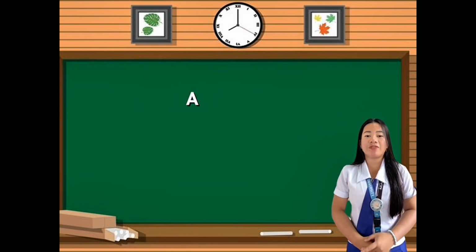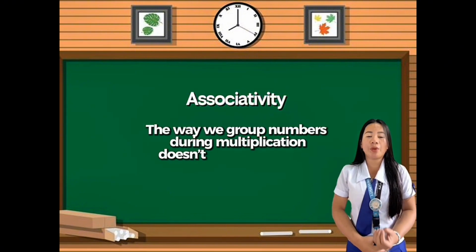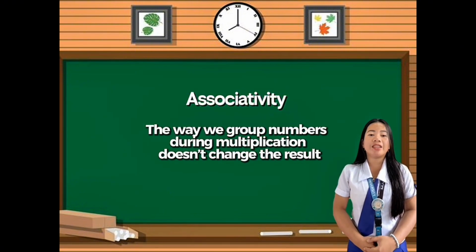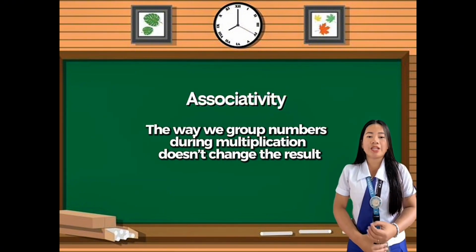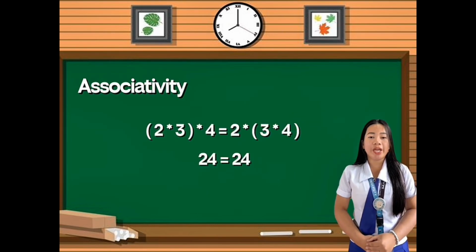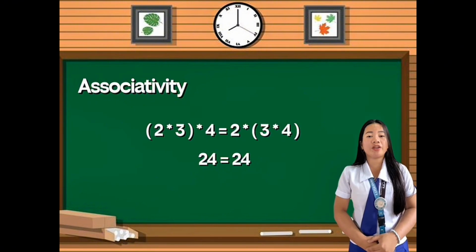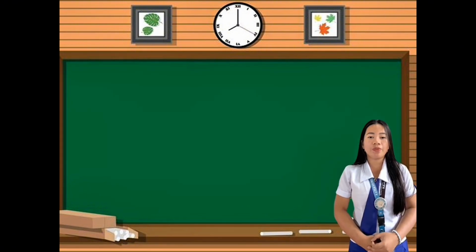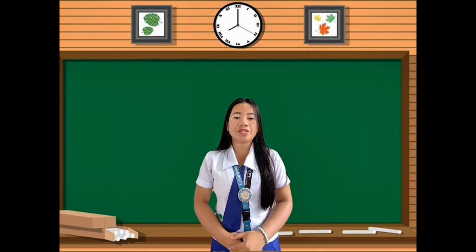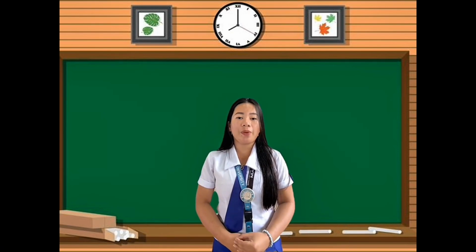Next, associativity. This property tells us that the way we group numbers during multiplication doesn't change the result. For example, the quantity of the product of 2 and 3 times 4 is equal to 2 times the quantity of the product of 3 and 4, which is equal to 24. So no matter how we group them, the product remains the same. So it satisfies the associativity property.